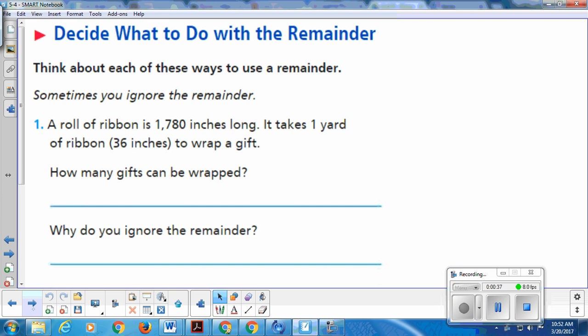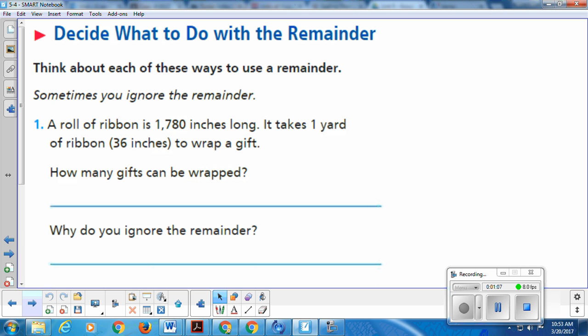And think about each of these ways to use a remainder. So there are different scenarios. So the first scenario is you ignore it because it doesn't answer your question. So a roll of ribbon is 1,780 inches long. It takes 1 yard, or 36 inches, to wrap a gift. How many gifts can be wrapped?